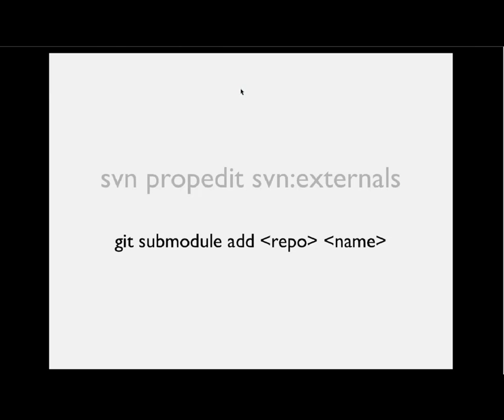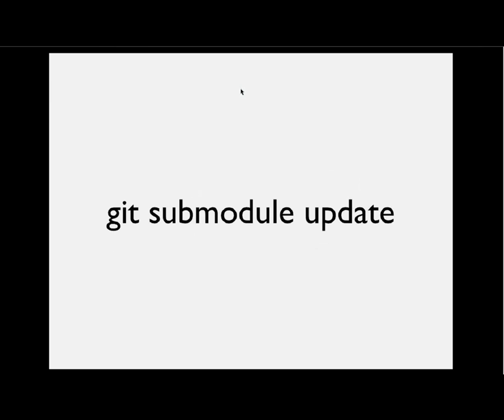So you can just say, okay, there's a submodule, specify the repository and the name, and then it will add the submodule to your repository. But then you have to run git submodule update to update the submodules, instead of just SVN up or something like that.